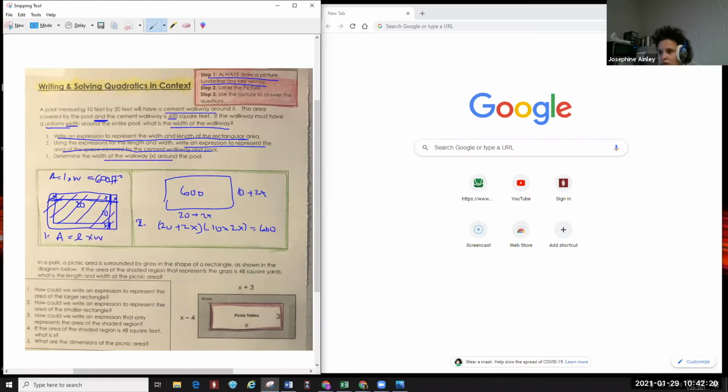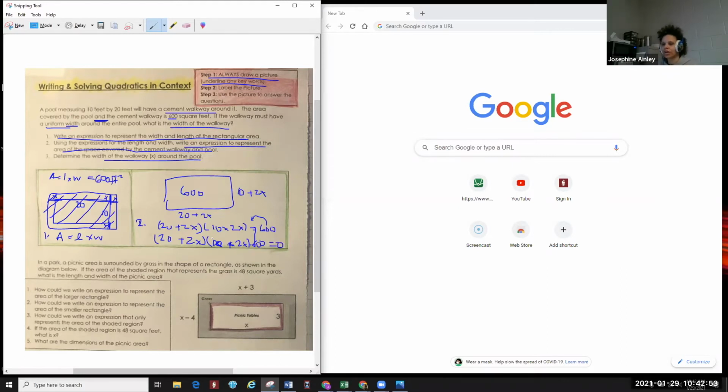Determine the width of the walkway X around the pool. Okay, so basically what am I doing? I'm solving for X. So anytime you're solving quadratics, you need to have it equal to 0. Okay, so because it's not equal to 0, we're going to move the 600 to the other side. When we do that, we get 20 plus 2X times 10 plus 2X minus 600 equals 0. Sorry, I can't read my own writing.